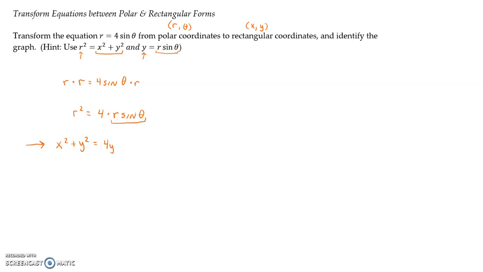And in this step, I've actually already answered part of the question here. I have an equation that's in rectangular coordinates. Notice that you only have x's and y's now in your equation. So I've satisfied that first part. The second part asks us to identify the graph. So let's work with this equation.